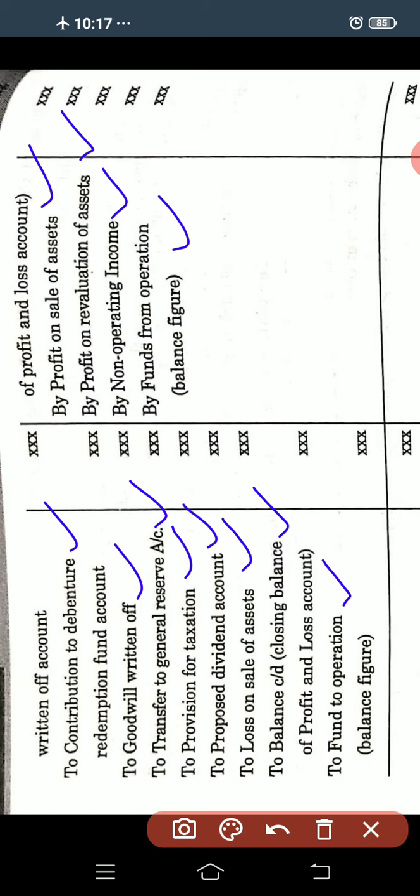So this is the third step, that is the calculation of fund from operation in order to calculate the fund flow statement. In this method we have two steps, that is the statement method and the profit and loss adjustment method. Whichever you find easy, you learn that. Thank you.